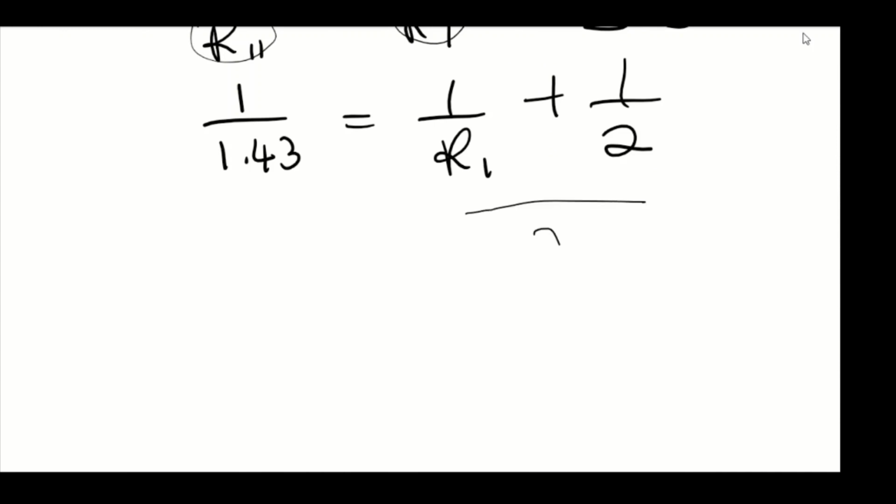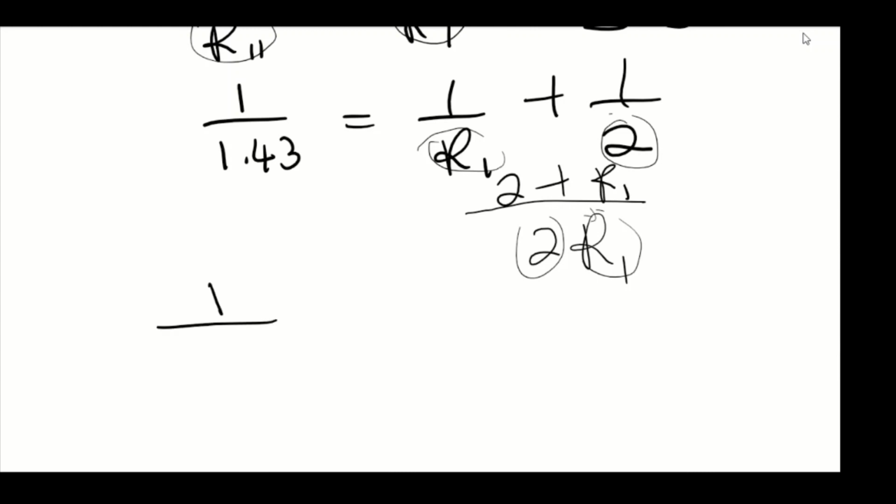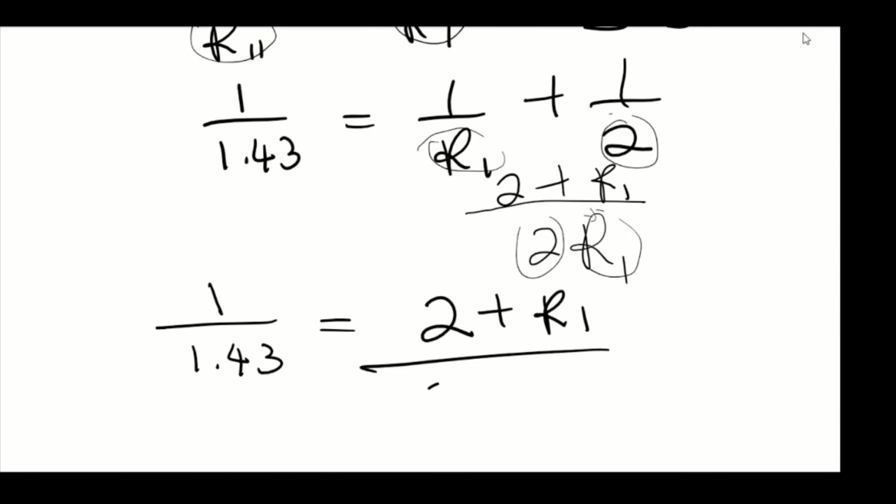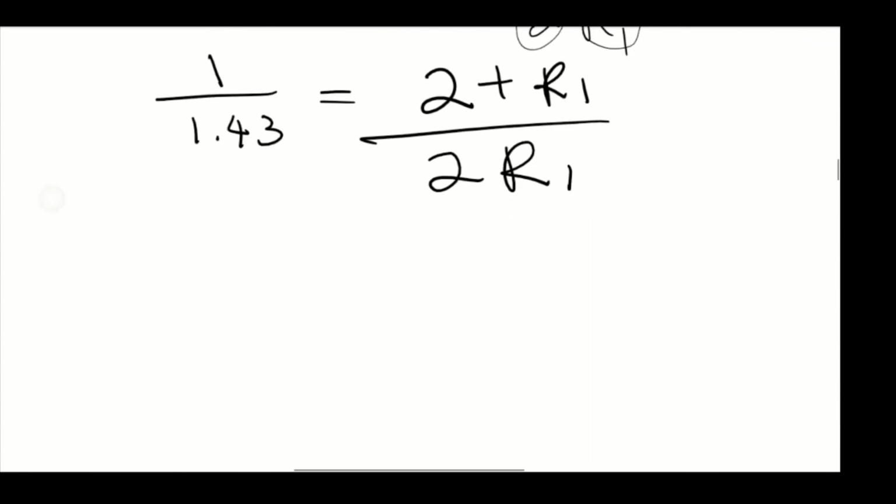So it's going to be 2R1, right? And R1 goes how many times into R1? It goes once, and then 2 remains. And then plus 2 goes how many times into 2? Once, and then R1 remains. So you're going to have 1 over 1.43 equals 2 plus R1 over 2R1, right? So the main aim here is to make R1 the subject.